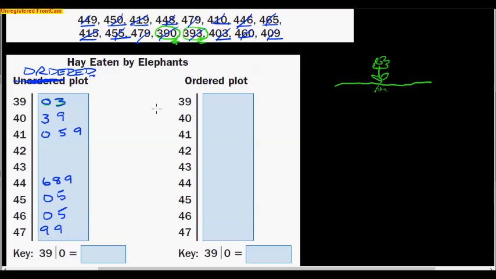Okay, I already ordered it. All right, so you wouldn't even have to fill that in. So that's the stem and leaf plot. There you go. All right, that's it. Hope you appreciated my picture over here. That's a very nice plant.